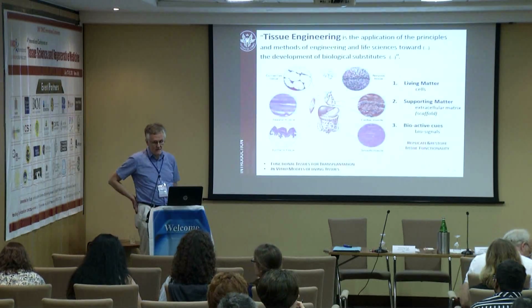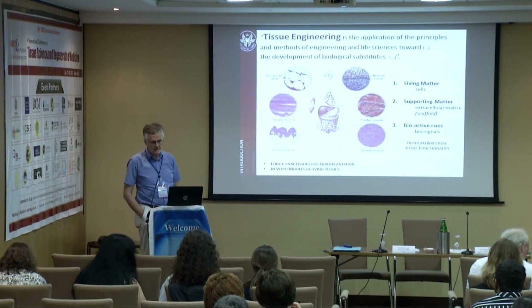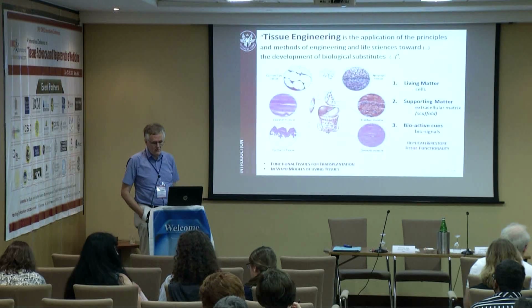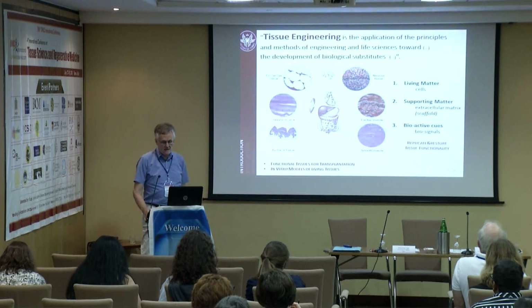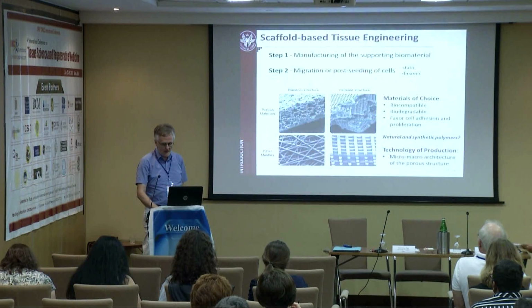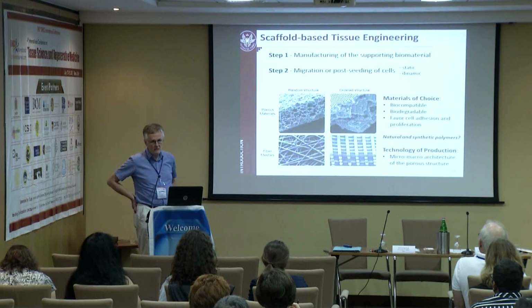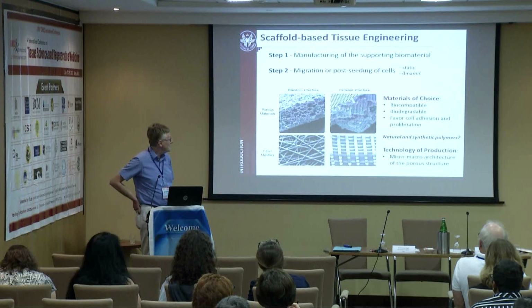A common approach followed in tissue engineering practice is the seeding of cells on a supporting structure, which is commonly called the scaffold, together with bioactive cues. After a functional tissue has been obtained, it is transplanted into the patient body. So essentially, tissue engineering consists of two main steps. The first one is the manufacturing of a supporting biomaterial, and the second one is the migration or post-seeding of cells in either static or dynamic environment.